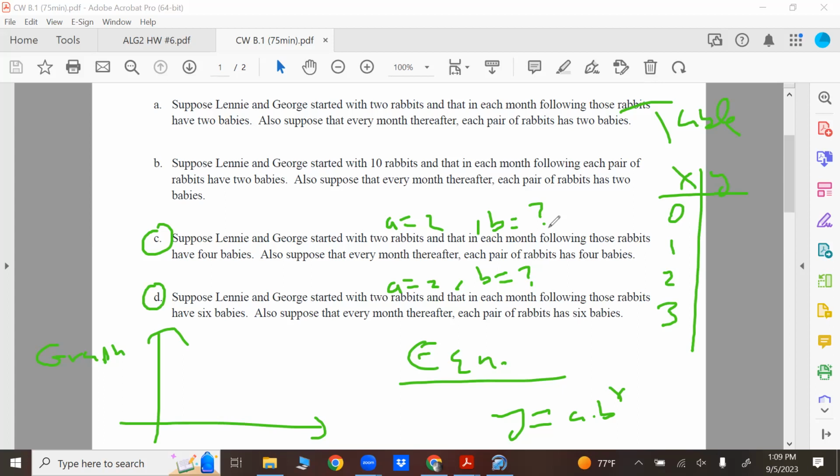How many pairs? 3 pairs. And they're each gonna produce 4 babies, right? Yeah. So that's 12 babies. So these 6 plus 12 more. That's it. And then if you notice, what are we multiplying? Exactly. So that's what we're counting. Okay.